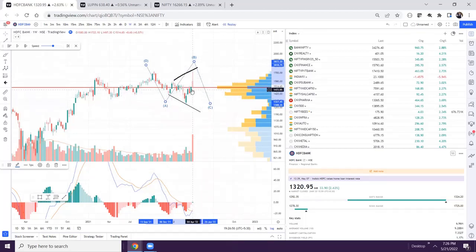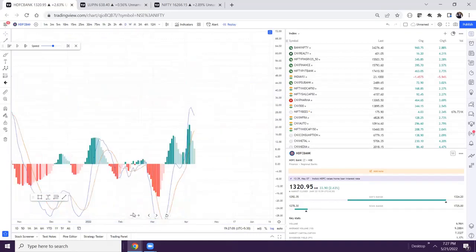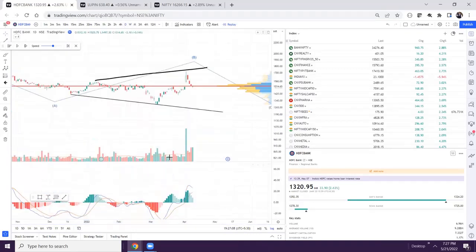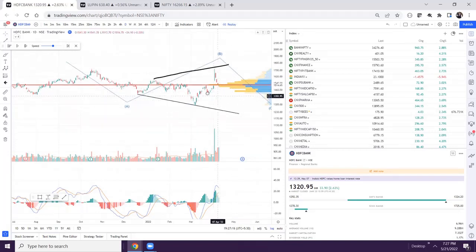Yes, but people say that they have started accumulating HDFC Bank. So is it the right time to accumulate? How to see whether there will be an up move or the down move is still pending? Yeah, I will answer that also, but first, is the point clear about why it fell from this point? Yes.